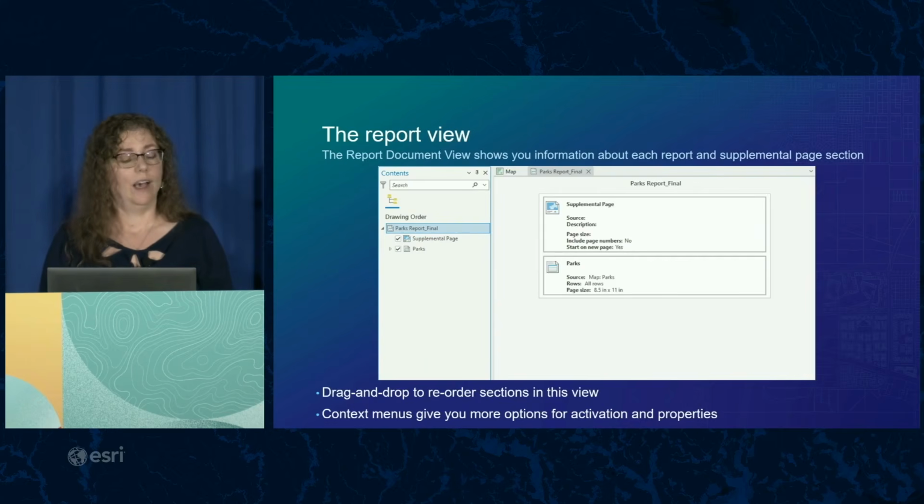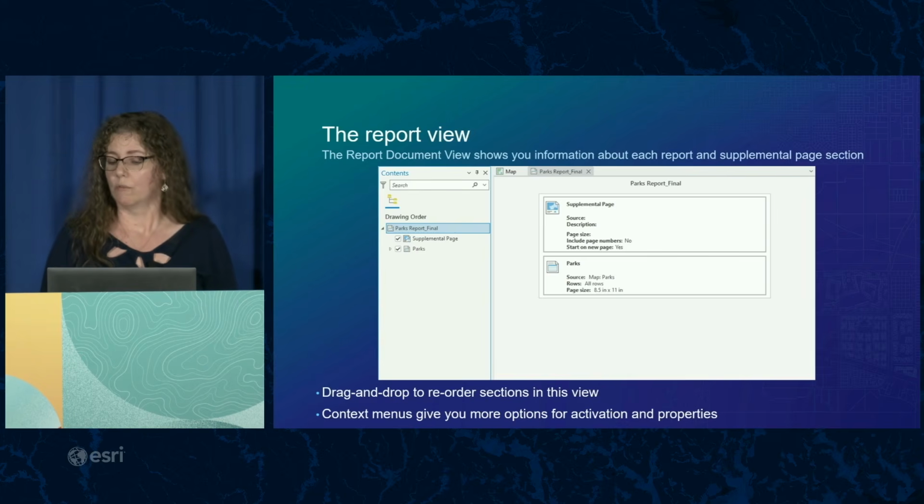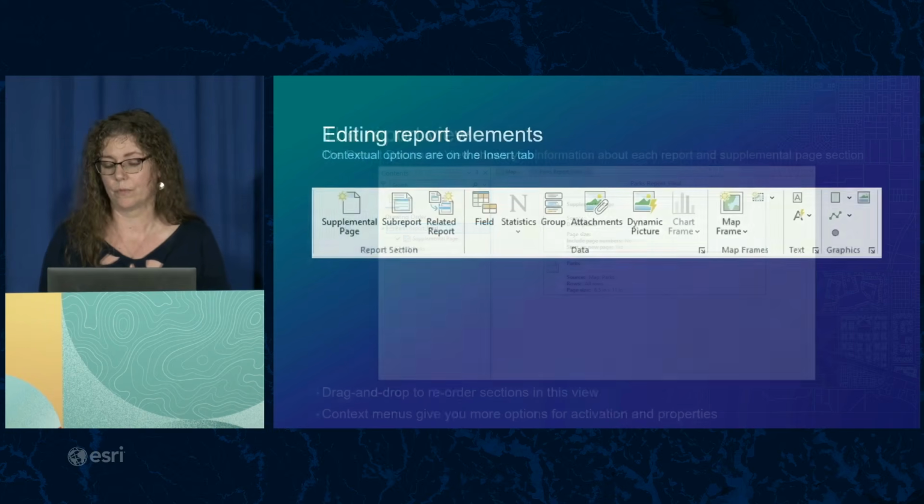If we select the top node of a report in the contents pane, we can view and update the report document properties. Here you can see a summary of the report, like the data source or any row queries that we have for each report section, as well as any supplemental page metadata, including if we're adding page numbers or not.